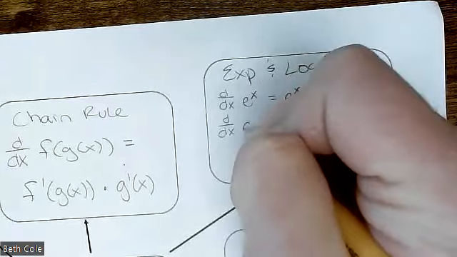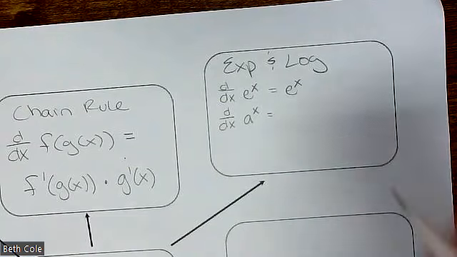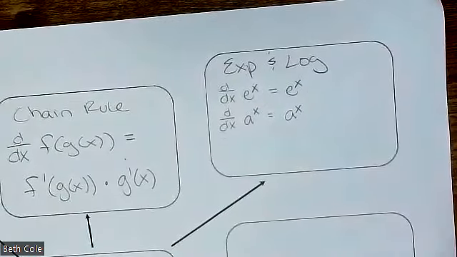If instead of e, it was a different number. So in general format, we write a to the x, but a would be a number. So like, what if you had 2 to the x or 7 to the x or 12 to the x? Do you get what I'm saying? Like, you know that e is a number, yes? About 2.7. Okay, perfect. We're all on board.